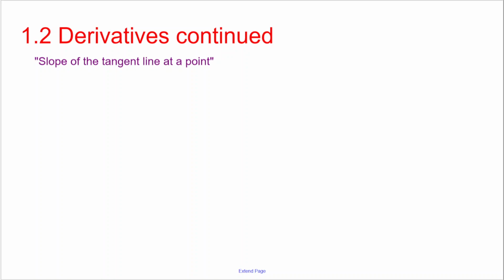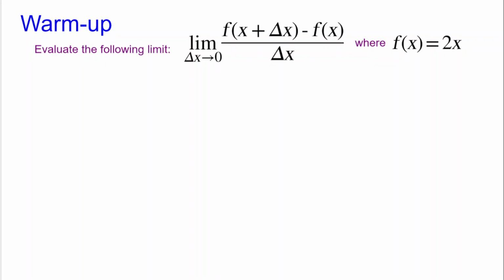All right, this is 1.2 derivatives continued. Remember, this is the slope of the tangent line at a point or x value for dealing with functions. Anyway, let's start off with a warm-up. We did a warm-up in the last video. That should have been very similar to this.